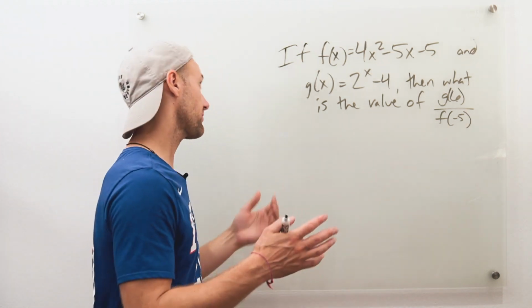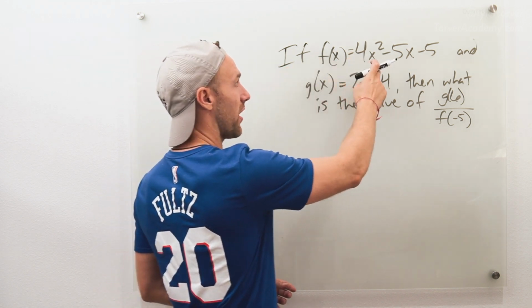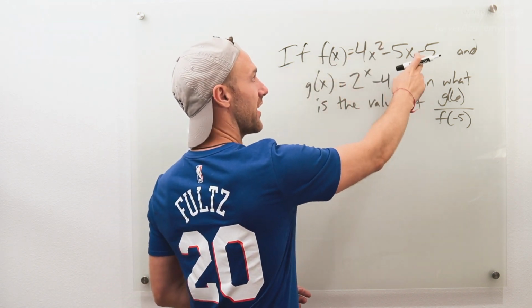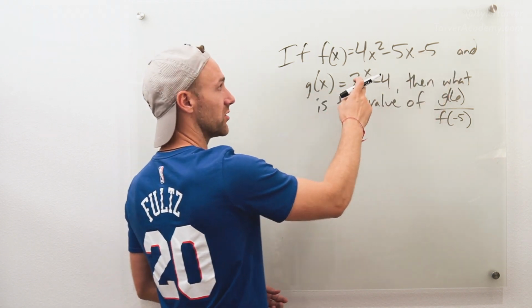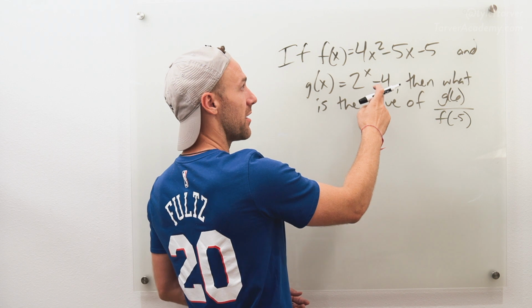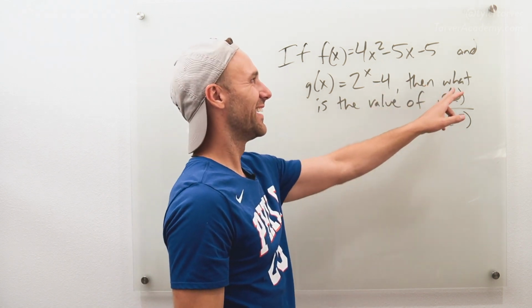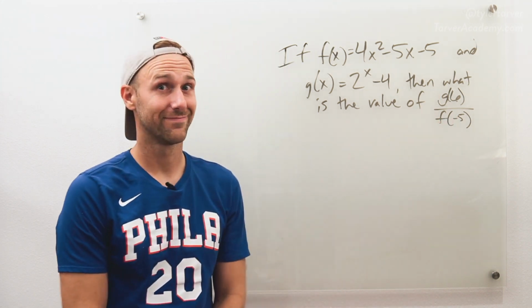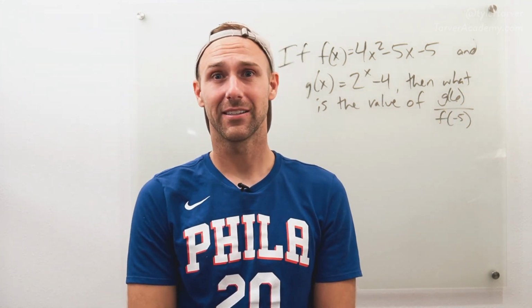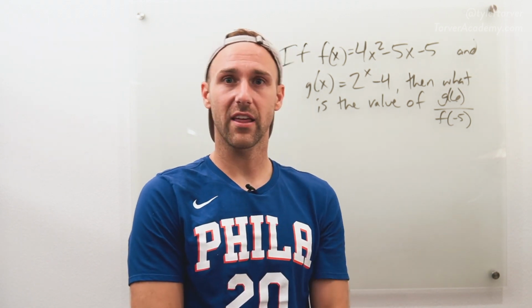Sound good? Cool. If f of x equals 4x squared minus 5x minus 5, and g of x equals 2 to the x power minus 4, then what is the value of g of 6 over f of negative 5? That's a doozy, okay? So pause the video, give it a shot, and then we'll work it together, see if you got it right.